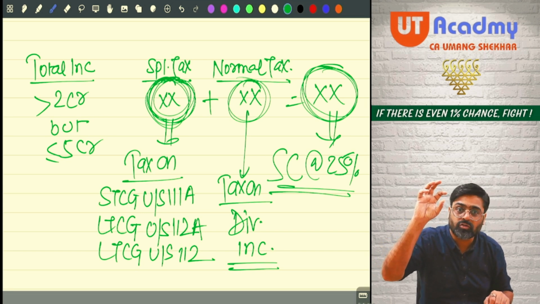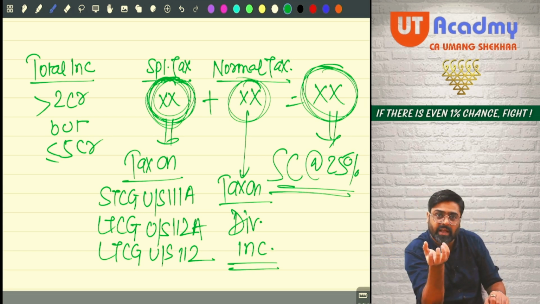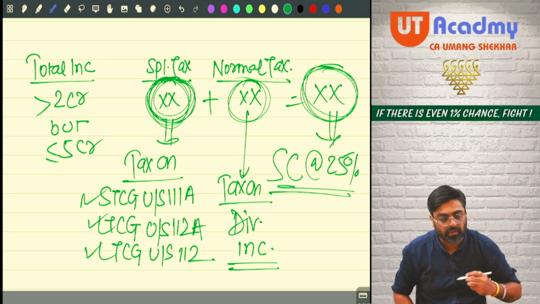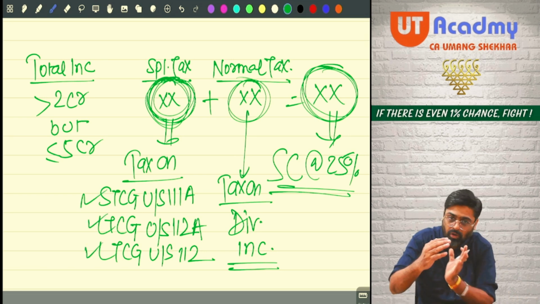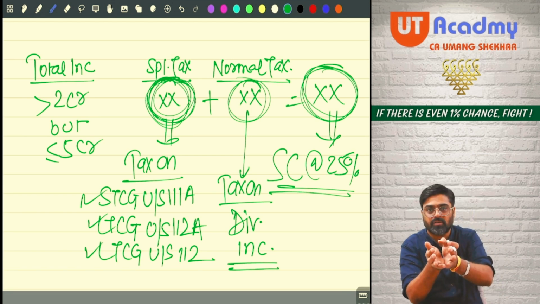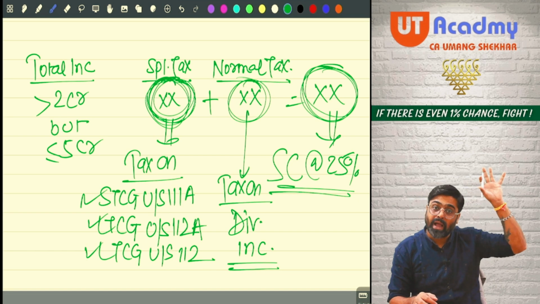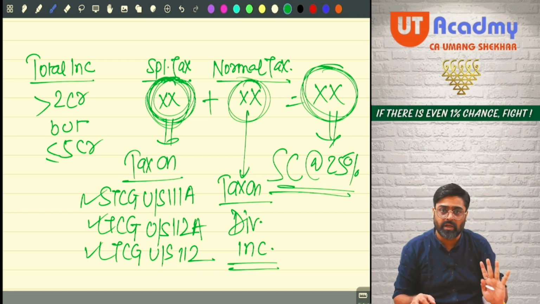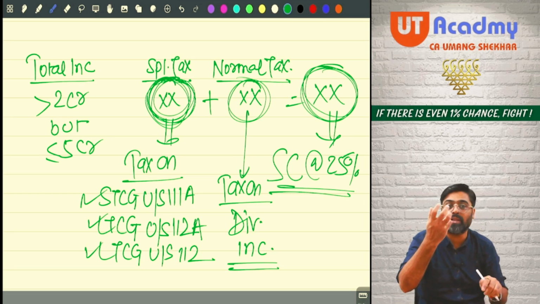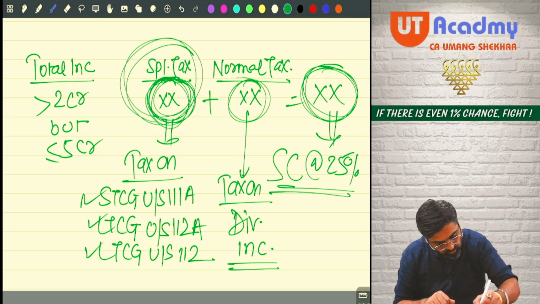But out of those special incomes, there will be some tax which you have calculated on these incomes. Because all these incomes are special incomes, taxable at special rates. So if you had these incomes in your total income, you have definitely calculated tax on these incomes and shown that tax in special tax.